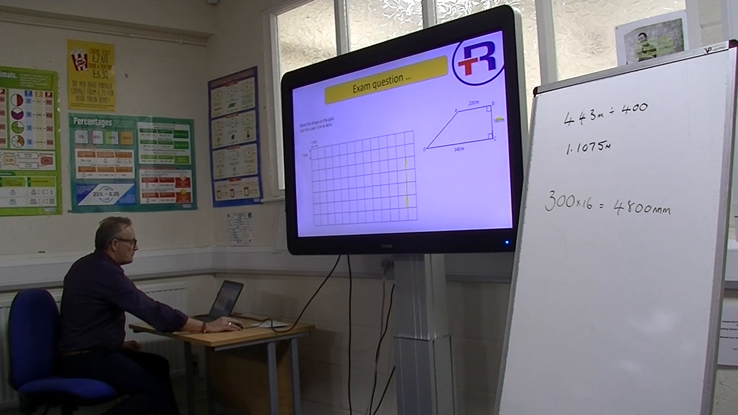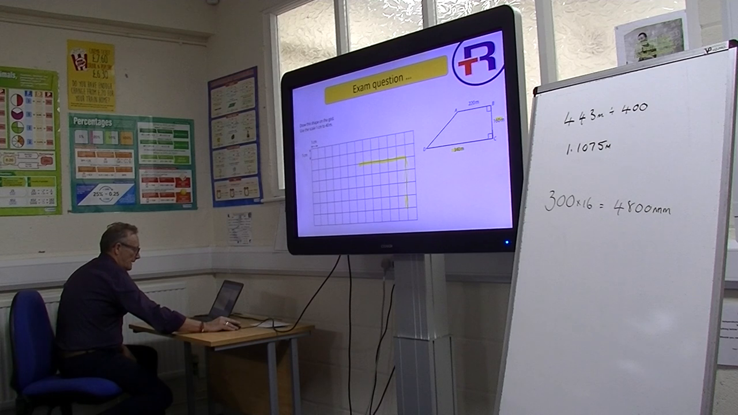What about 220 divided by 40? What does that give us? 5.5. 1, 2, 3, 4, 5 and a half. What about 340 divided by 40? What does that give us? 8.5. 1, 2, 3, 4, 5, 6, 7, 8.5.